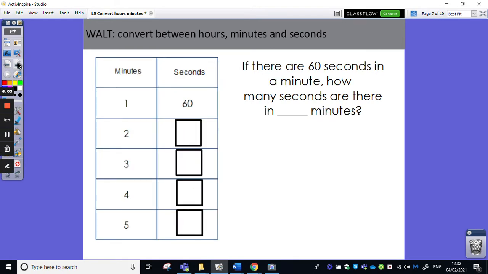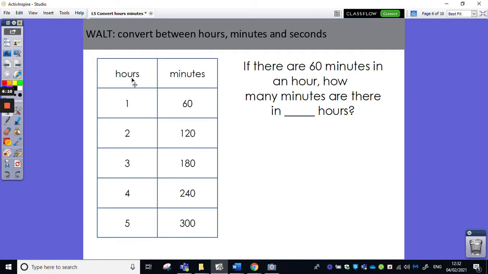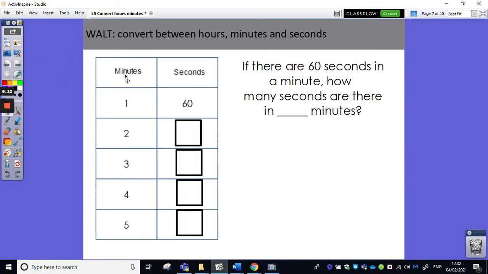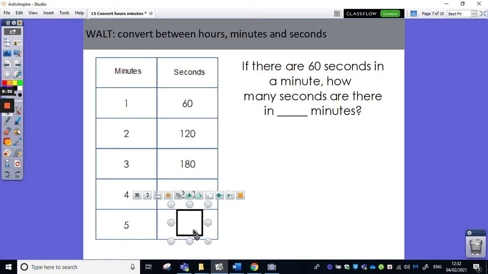Okay, so if we look at minutes and seconds, it's going to be exactly the same because we can see there's 60 minutes in 1 hour and 60 seconds in 1 minute. So in 2 minutes, there will be 120 seconds. So count this with me. In 3 minutes, there will be 180. In 4 minutes, there will be 240 seconds. In 5 minutes, there will be 300, okay, and it could go on.